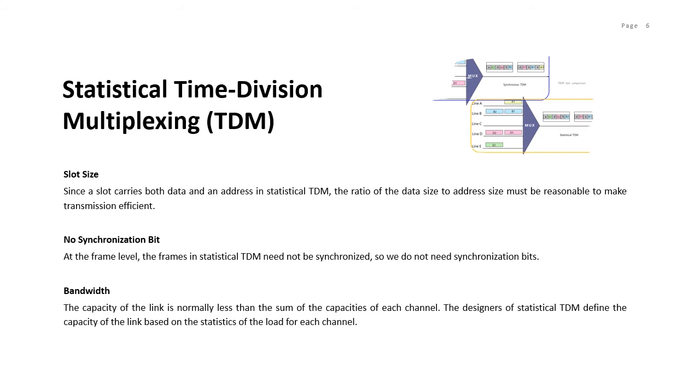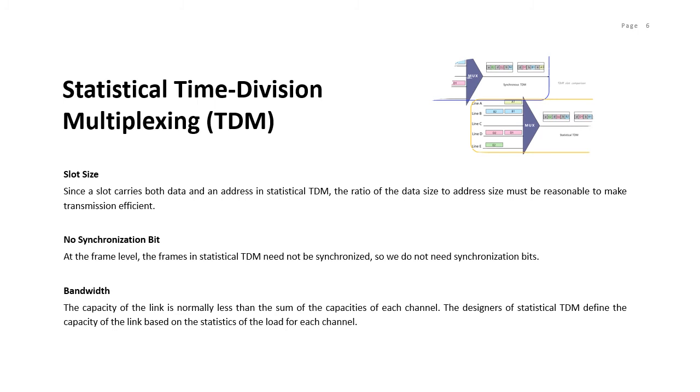There is another difference between synchronous and statistical TDM, but this time it is at the frame level. The frames in statistical TDM do not need to be synchronized. So that's why we do not need synchronization bits.